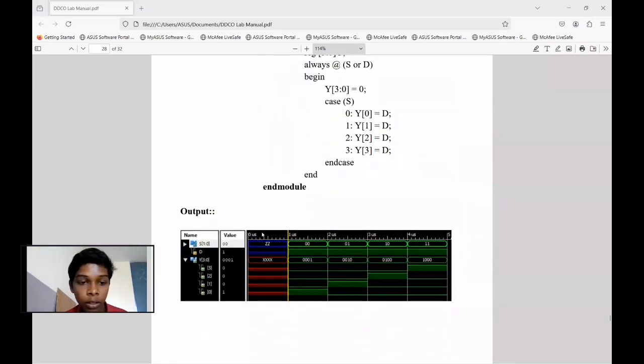With the output, the select lines are 0, 0 or 0, 1 or 1, 0 or 1, 1. Input D equals 1 with the output 0, 0, 0, 1, then 0, 0, 1, 0, then 0, 1, 0, 0, then 1, 0, 0, 0.